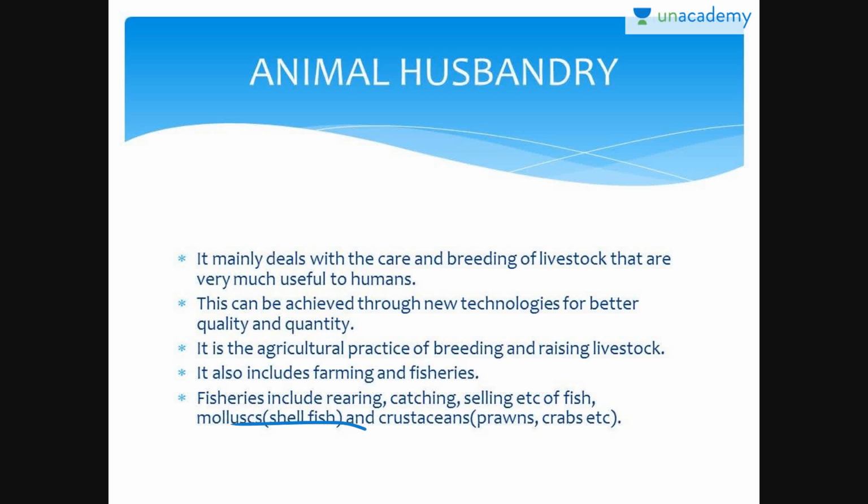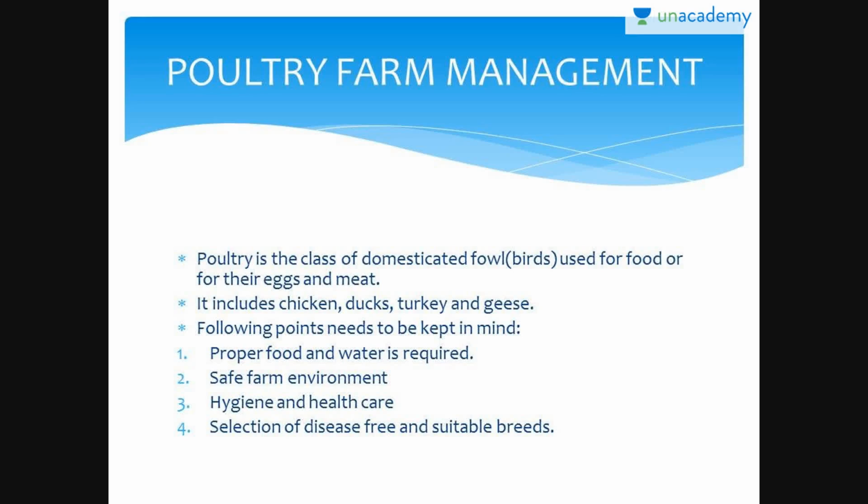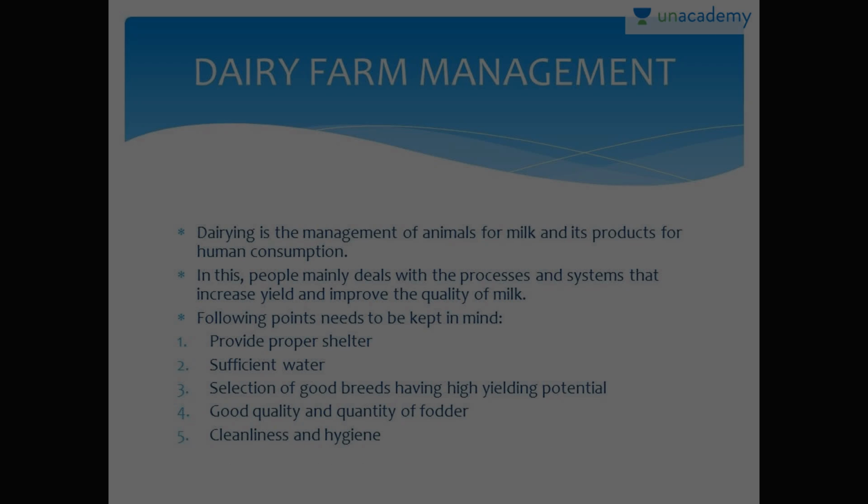Fisheries would include rearing, catching, selling of fish and other things, molluscs like shellfish, and crustaceans like prawns and crabs, etc. Then the next one would be poultry farm management. Poultry is the class of domesticated fowl birds used for food for their eggs and meat. It includes chicken, ducks, turkey, and geese. These are the certain points you gotta keep in mind. Proper food and water is required, safe farm management, hygiene and healthcare, selection of disease free and suitable breeds.